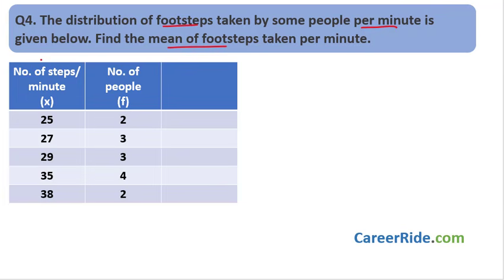The first column here says number of footsteps taken per minute. Column number 2 is number of people who take these footsteps per minute. So I'm assuming that my mean footsteps taken per minute is, I'll assume one value, and for my purpose I'm assuming it to be 29. If you want to assume 27, do that. If you want to assume 35, you can do that also. Since I'm assuming 29, my value of A is equal to 29.